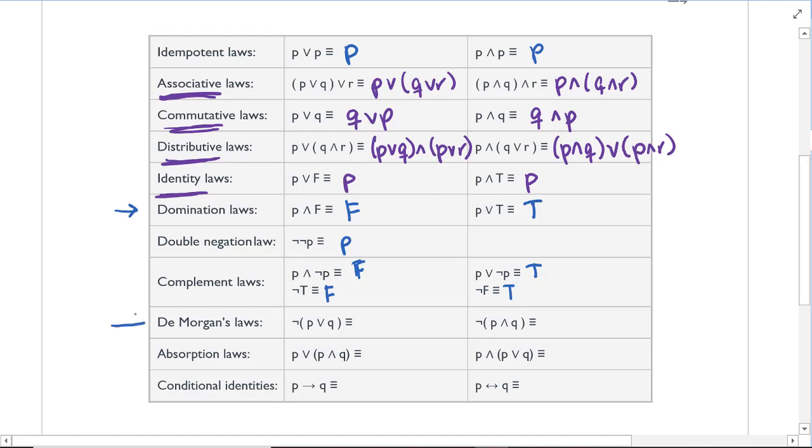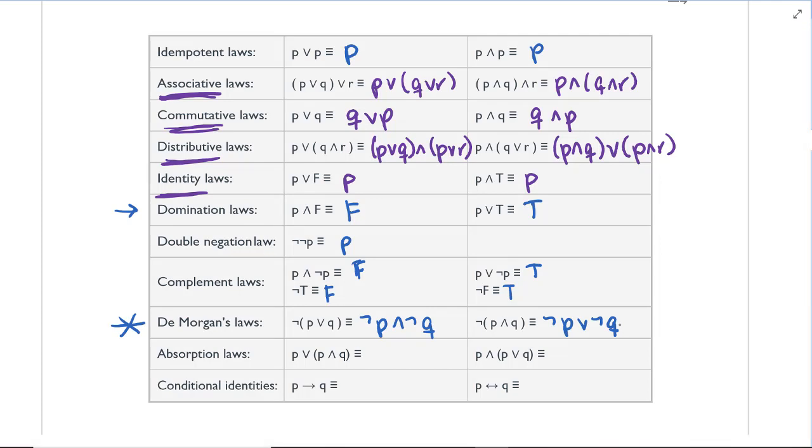De Morgan's laws. They have a special name because they're probably so important. That is, how do we distribute a negation? When we negate a disjunction, when we negate an or statement, it turns into an and statement of the negation of each of the propositions. So not quantity P or Q is equivalent to not P and not Q, while the negation of the conjunction P and Q is not P or not Q, the disjunction of the individual negations. So that will come up.